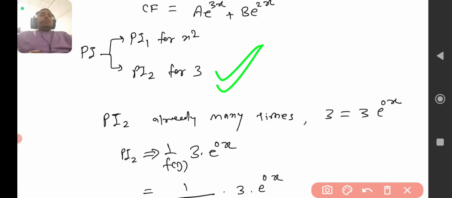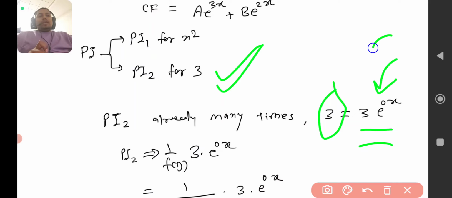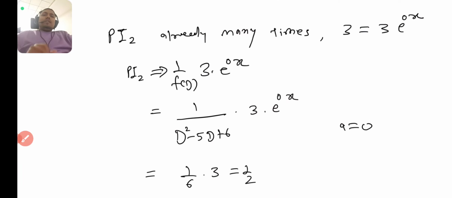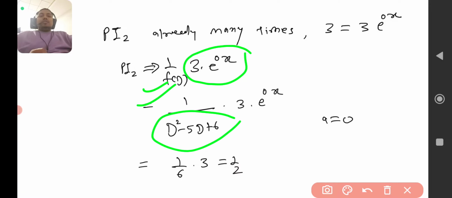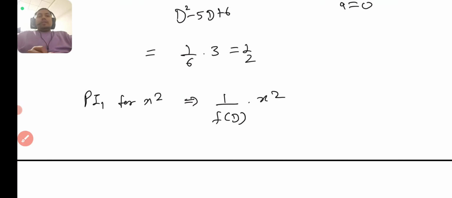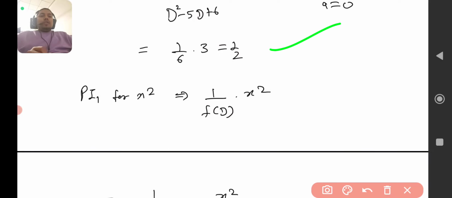How to find out a particular integral only for a constant number? What do we do? That constant number we multiply with e power 0x, and this 0 will behave like a. Done. So for 3 you know already, we have done in previous lectures also, so you will not find any difficulty here. So 3 into e power 0x, substitute here the D value in the operator, D square minus 5D plus 6, put 0 there, because D we replace with a, value is 0. So finally 1 by 2 will come. So we got 1 by 2. I'm not spending time here because you know how to calculate this.